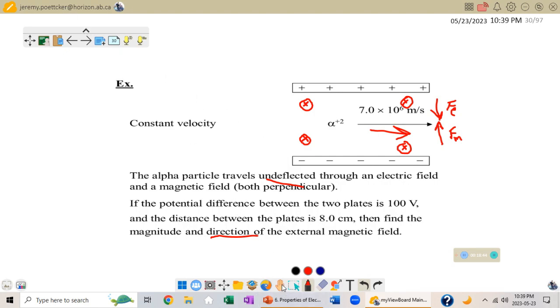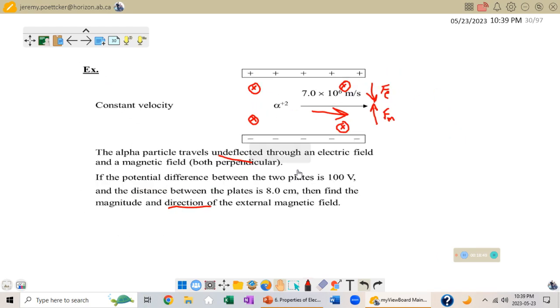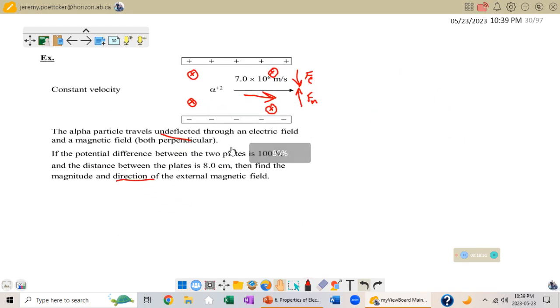Right, now what else do I need to figure out about this? Well, I know, based on what we just figured out before, but I'll derive it again here. So I know that Fe has to equal Fm. And I want you to make sure that you are working through this. If you need to pause this, go ahead and do that.